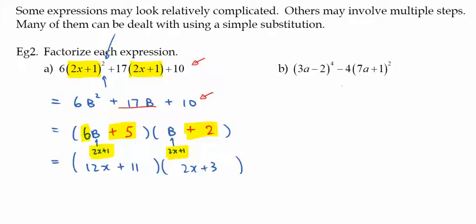Sorry, where did the plus 11 come from? Okay, going back to example 2a, right? Yeah, the 11. 6 times the bracket will give us 12x plus 6. And you add 5 to it. Any other questions before we move on to the next one? 2b.